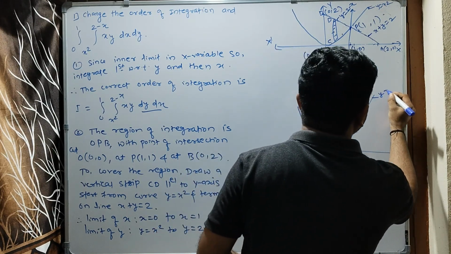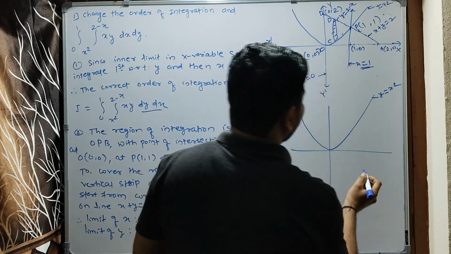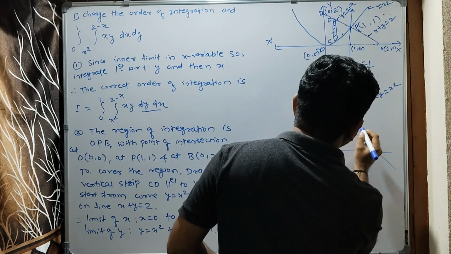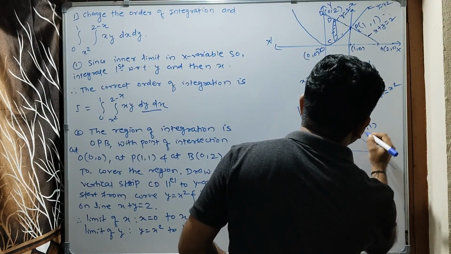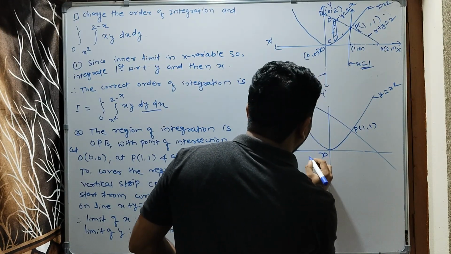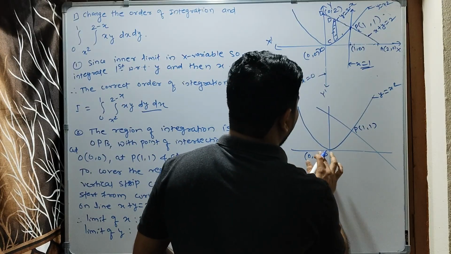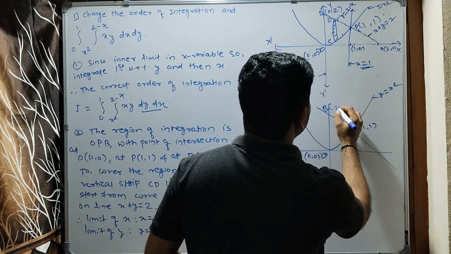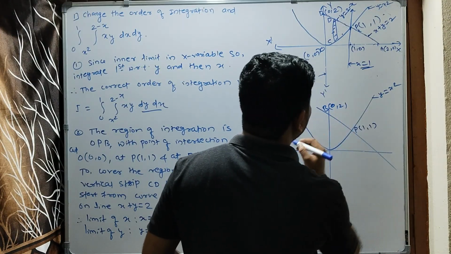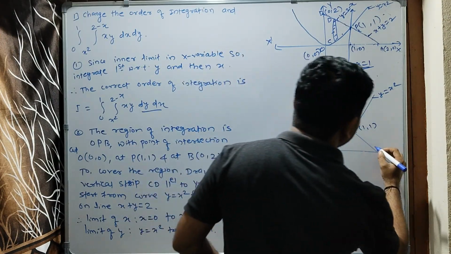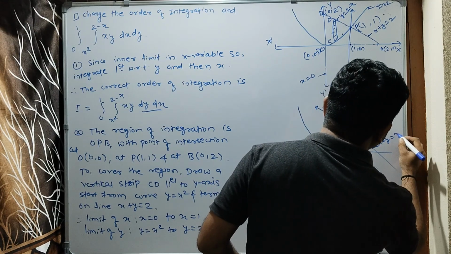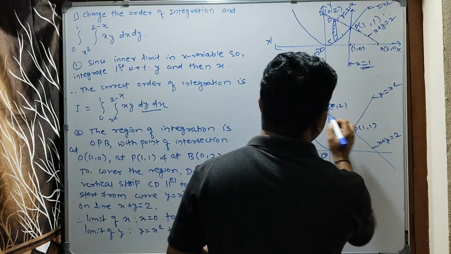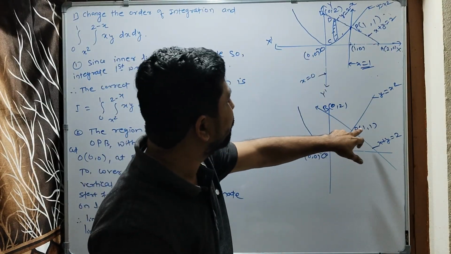Now here y equal to x square, and I will draw this line which intersects here. Let's say this is P, the point 1 comma 1. This is the origin at 0 comma 0, and this is the point B with intersection 0 comma 2. So this is the line x plus y equal to 2. Now I want to cover this region OPB.